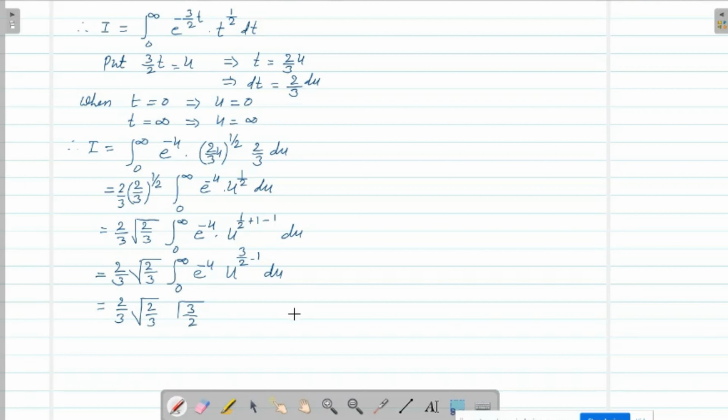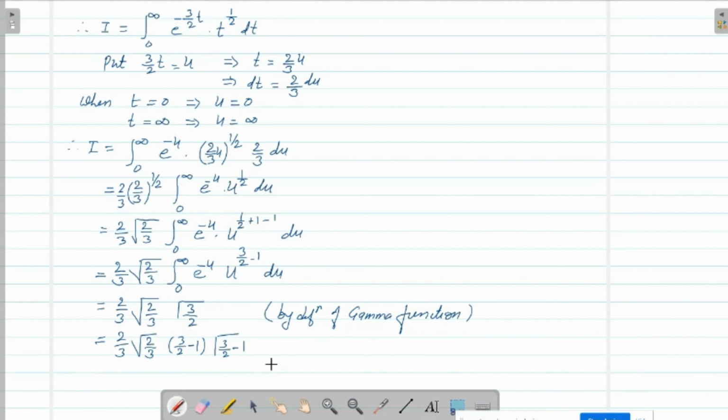Why is this so? Because of the definition of the gamma function. I hope you remember the gamma function. Now just simplify this. So 2 by 3 square root of 2 by 3. This is the gamma. So this can be written as what? Gamma of 3 by 2, which is gamma of 3 by 2 minus 1 plus 1.